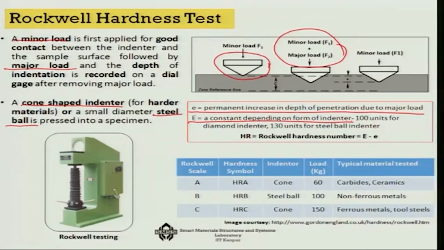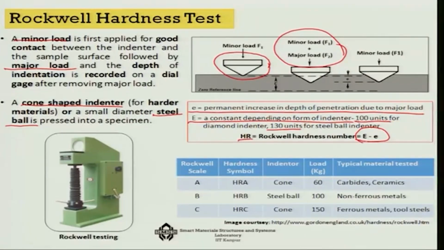For example, if you use a diamond indenter, this is about 100. If you use a steel ball indenter, it is about 130. Then you can get HR, the Rockwell hardness number, by simply subtracting this small e from capital E. So, that is how you can get it.